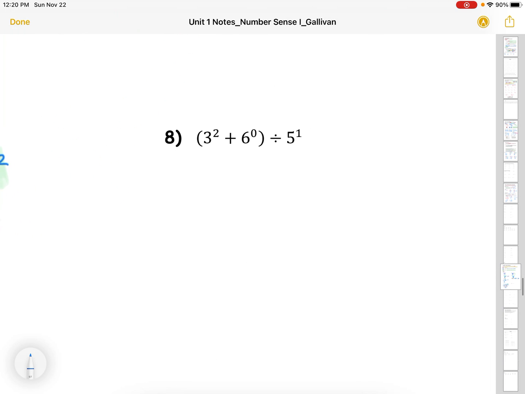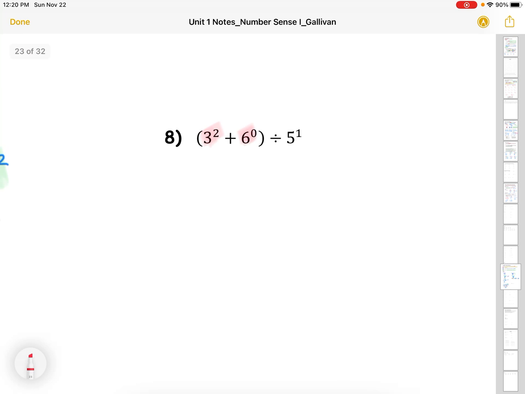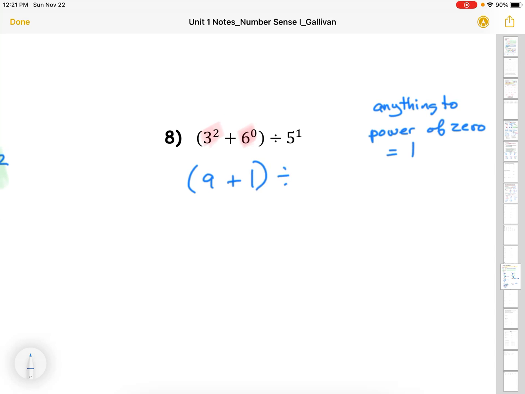Okay, our last question here. So we have brackets and we have exponents. Now within the brackets, we have exponents, so we can do those first before we add them. So in the brackets, 3 squared is 9 plus 6 to the power of 0. Anything to the power of 0 equals 1. So 6 to the power of 0 is 1 divided by, and we have 5 to the power of 1, which is just 5, right?